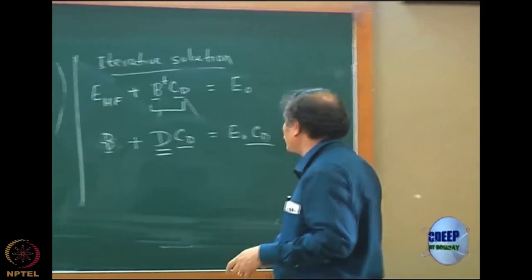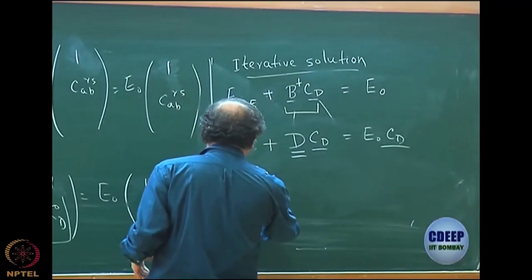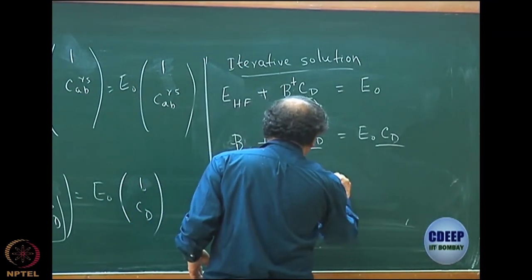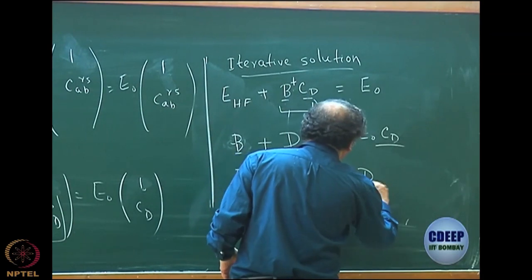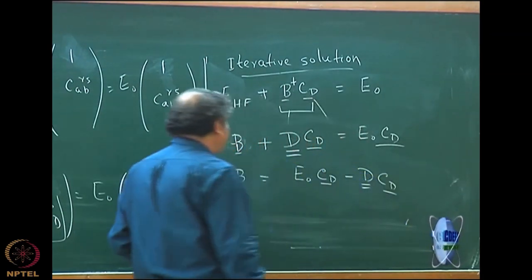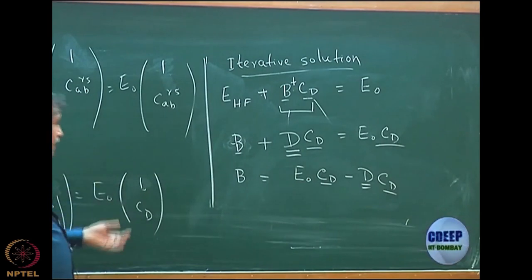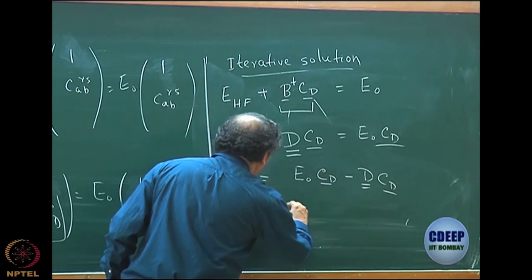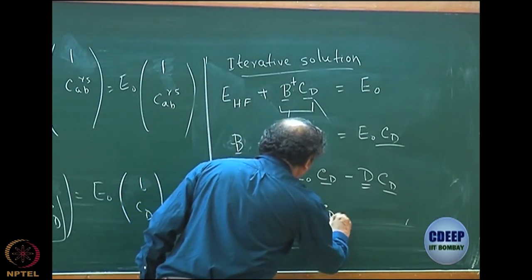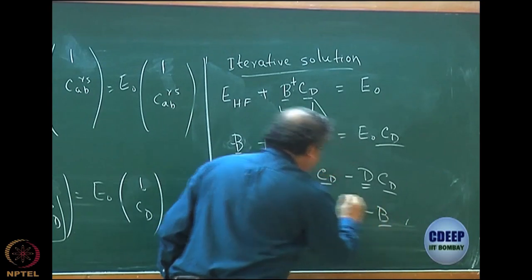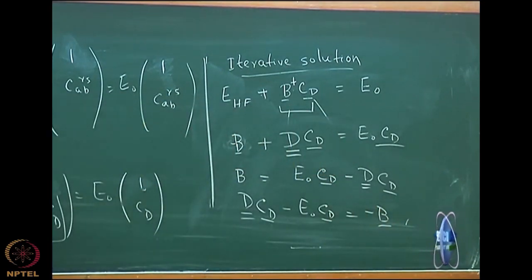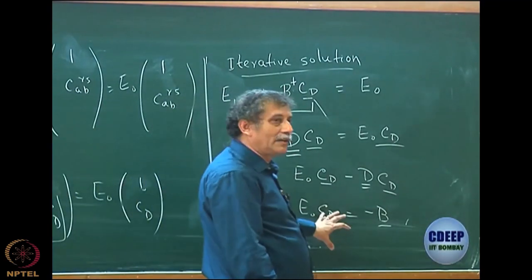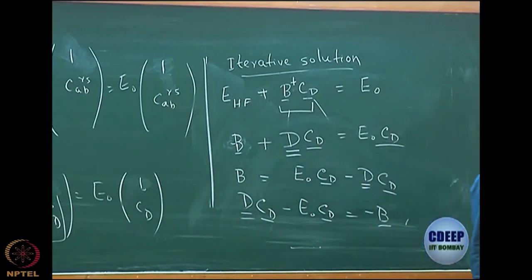Okay, so all of you should be able to do this. So how do I get it? I will write this as B equal to E naught times CD minus D times CD, right? Or I can write it in the reverse manner. I can write this as D times CD minus E naught times CD equal to minus B. Again, it is a column equation. This is a matrix times a column minus a number times a column equal to a column. Is it okay?